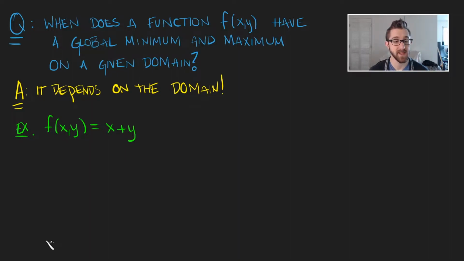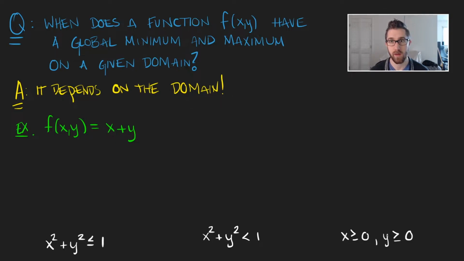One of them is the disk of radius 1. The other one is going to be the disk of radius 1 that does not include its boundary. So maybe we would call this one the closed disk of radius 1. We'd call this the open disk of radius 1. And the last one is going to be the first quadrant, which is where x and y are both non-negative. So I'm going to sketch those real quick.